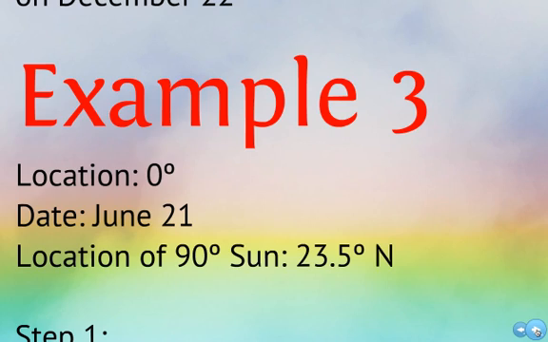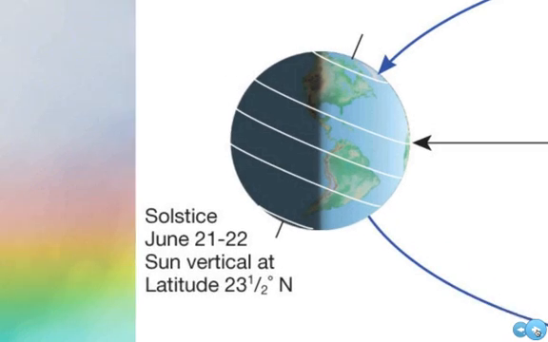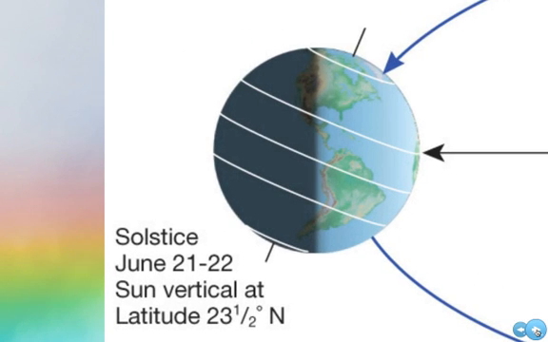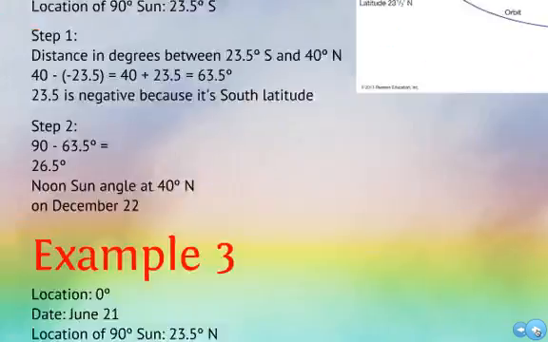And for the last example, we'll go back to June 21st, but change our location this time to 0 degrees, or the equator. Again, we can look at figure 2.5 to get an idea of where the noon sun angle is on June 21st. Or we can just remember it from the first example. It's still 23.5 degrees north.